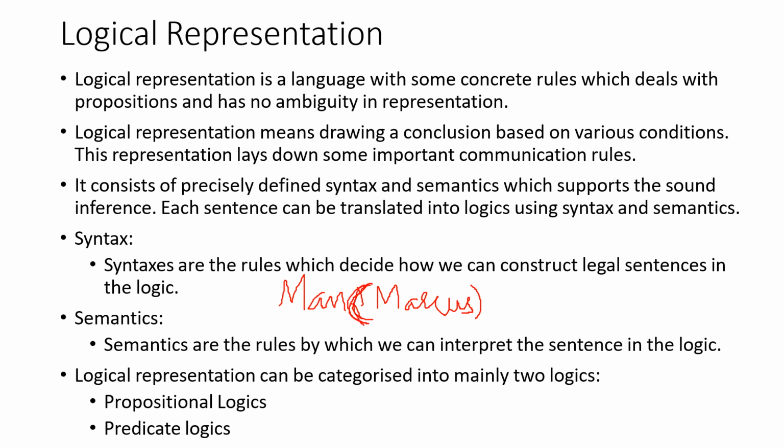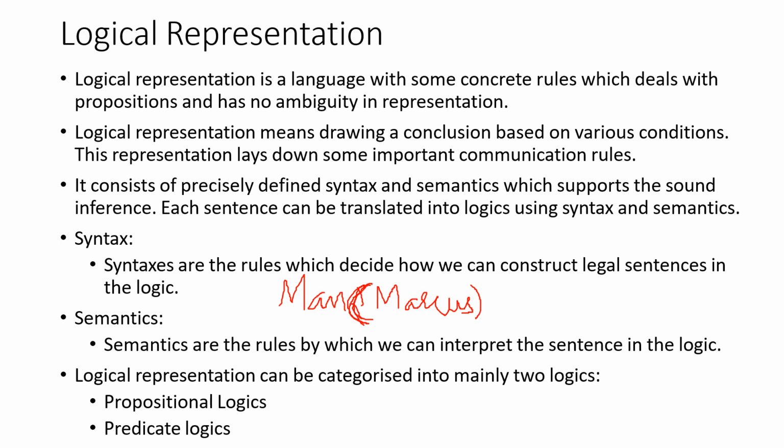Then semantics. Semantics means the meaning of the sentence, how the sentence is interpreted in the real world. So what does the sentence mean? man(Marcus) means Marcus is a man. That is semantics. So logical representation supports better or correct inference. If the premises are true, then the conclusion derived is guaranteed to be true. So this makes logic-based systems very reliable.